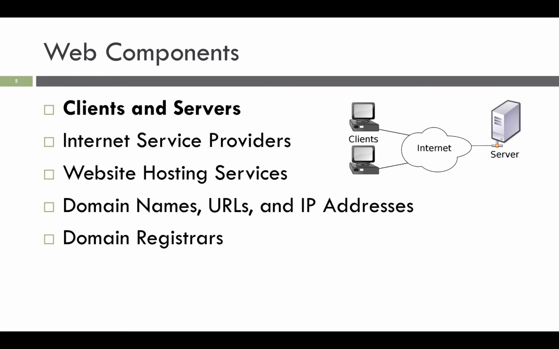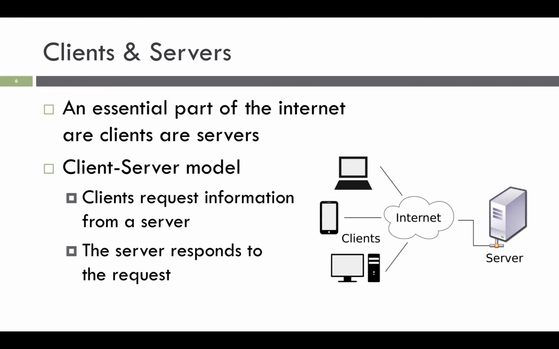The first important components of the web and Internet are clients and servers. Clients and servers are an important part of the Internet, since the World Wide Web architecture uses the client-server model. A client requests information from a server. The server responds to requests for information and then sends the results to the client. A server can accept requests from any number of clients, and even become a client and request information from another server.